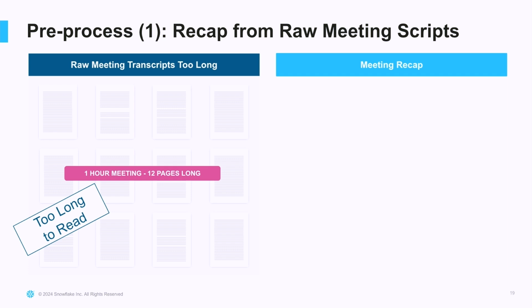So let's take some examples. For example, our salespeople have meetings with clients. These meetings have very rich information. But meetings can be one-hour meetings, 12 pages long. So there's no way for the salespeople to review everything again before walking into a meeting with a client, right?